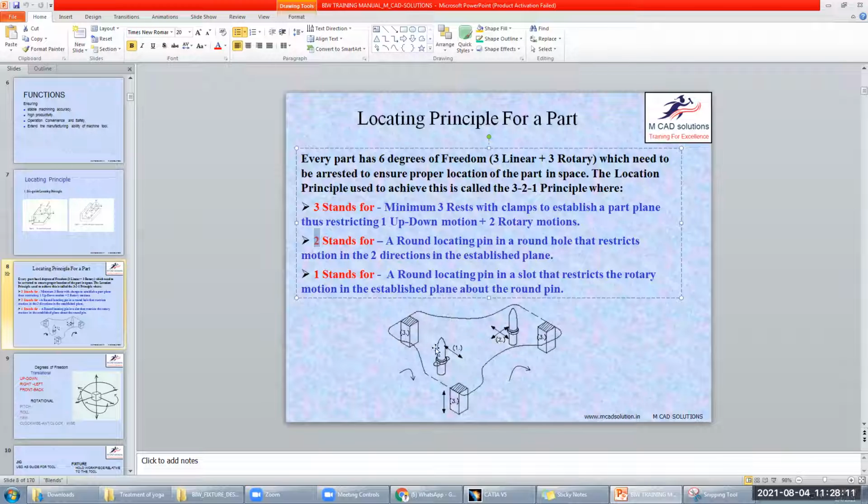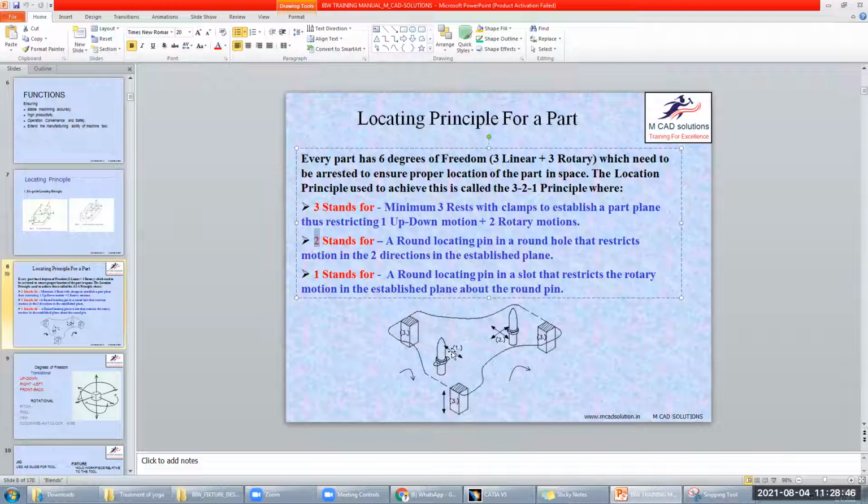Now consider if the panel has the same round hole and round pin. This pin restricts 2 motions, same feature, same concept applied here. Then this pin also restricts 2 motions. This rest and clamp restricts 3 motions. So 2 plus 2 is 4, and plus 3 is 7. So 7 motions will be locked. We have only 6 motions, which means one motion will be extra or repeated. That is called over constraint.